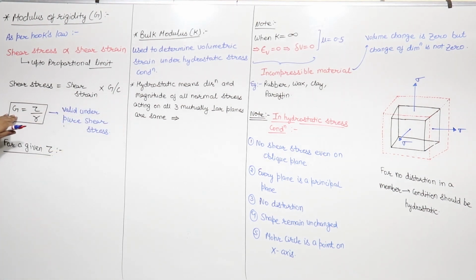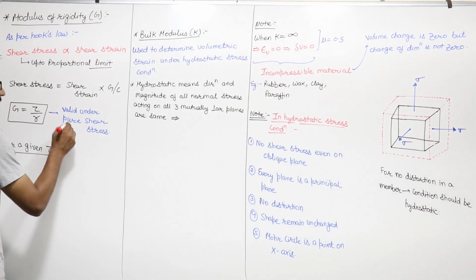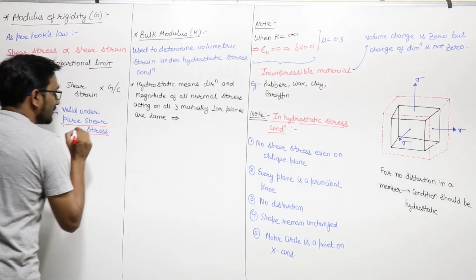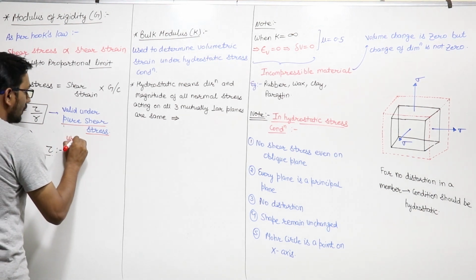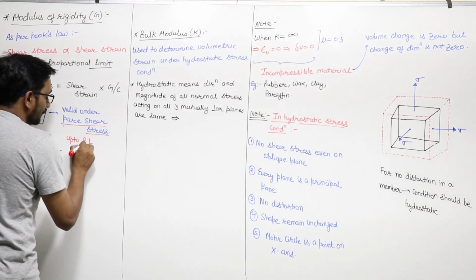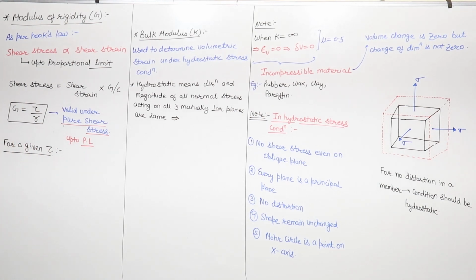So the modulus of rigidity is equal to shear stress upon shear strain, and this is valid under pure shear stress. This you have to remember. This is the assumption of using G equal to shear stress upon shear strain, and that is valid under pure shear stress, that too up to the proportional limit.